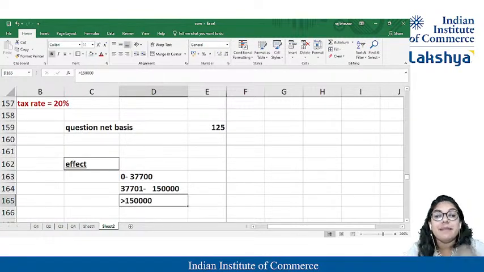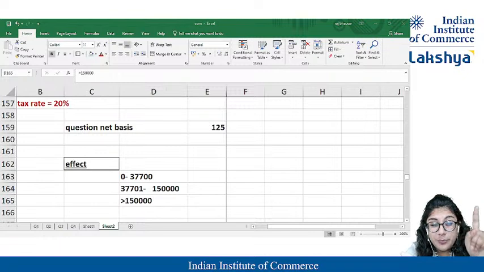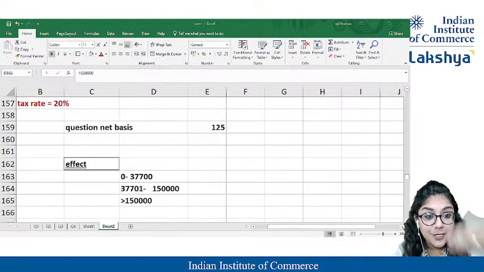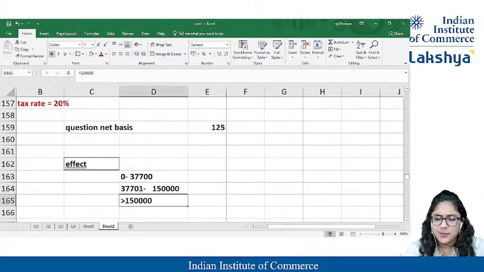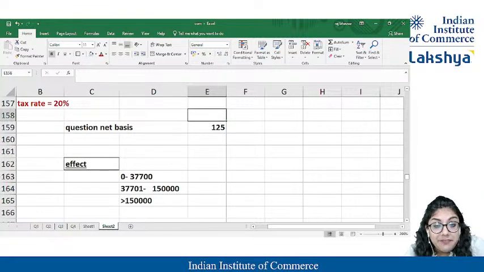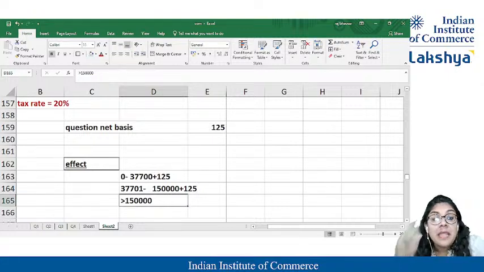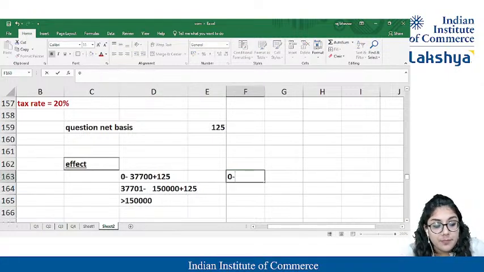Guys, if we have made a contribution, then this total amount is added to the band. Added to the band means, if it is 125, we have to add 125 over here. That means my first band will now not be 37,700 only. Now it will be 37,700 plus 125.